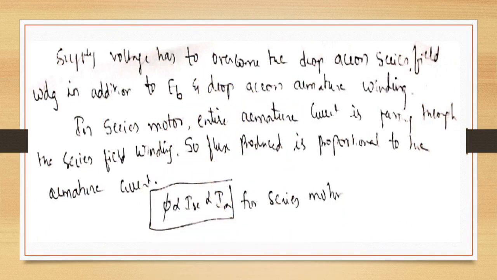The supply voltage has to overcome the drop across the series field winding in addition to EB and the drop across the armature winding. In a series motor, the entire armature current passes through the series field winding, so the flux produced is proportional to the armature current. I have written this in a box: for a series motor, phi is proportional to ISC, or phi is proportional to IA.